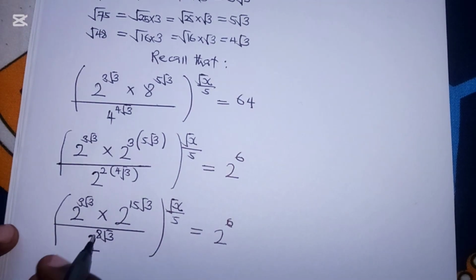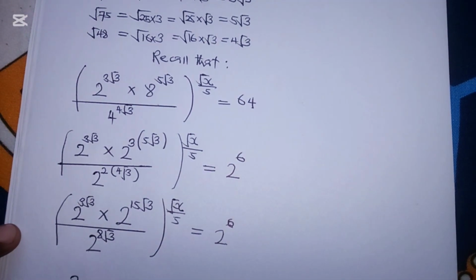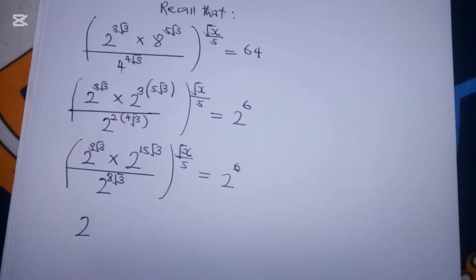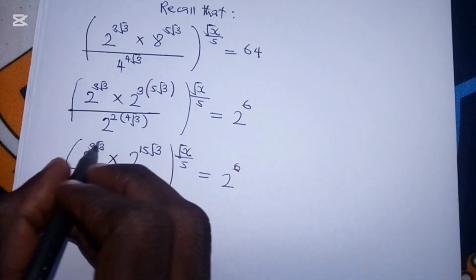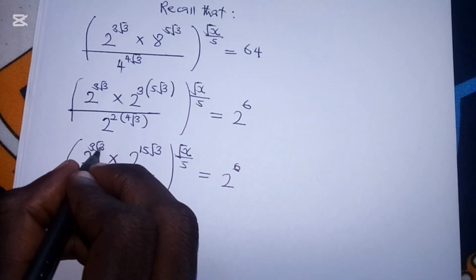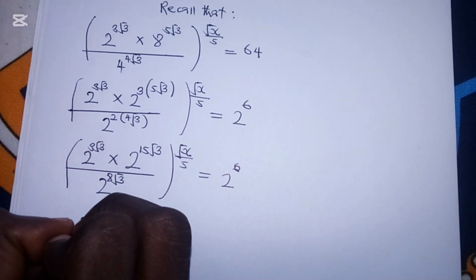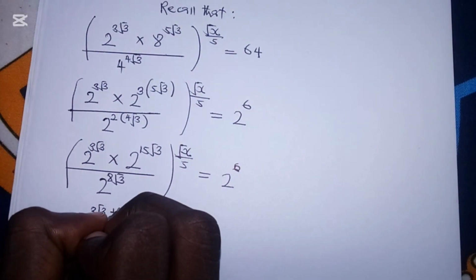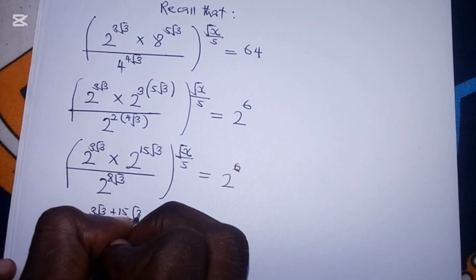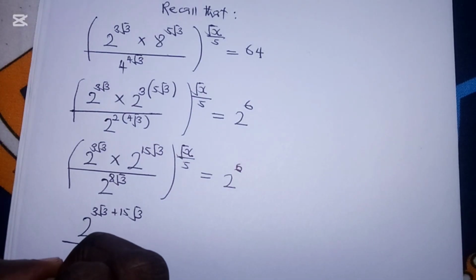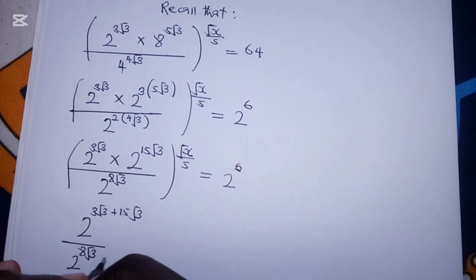This and this are the same base. Then what are we to do? We take one base of them, then we add their powers. Now adding 3 root 3 plus, we are adding their powers now, 15 root 3. Now we divide by 2 raised to the power 8 root 3.